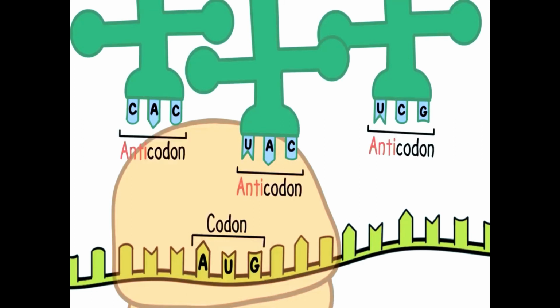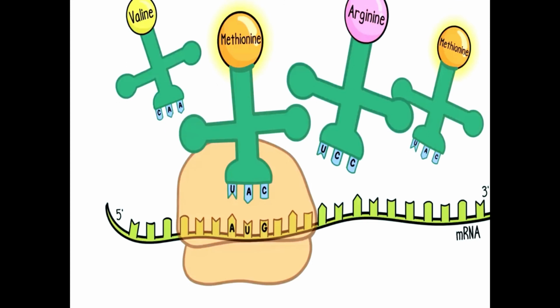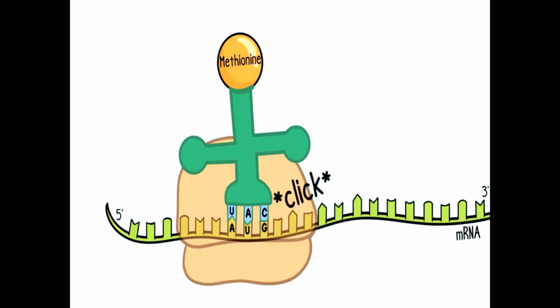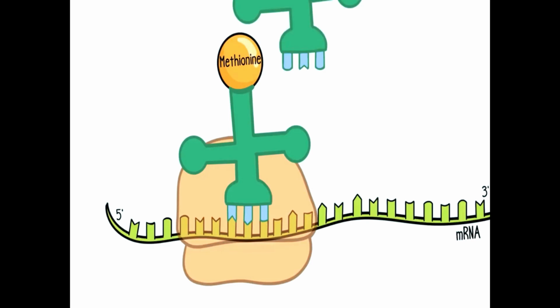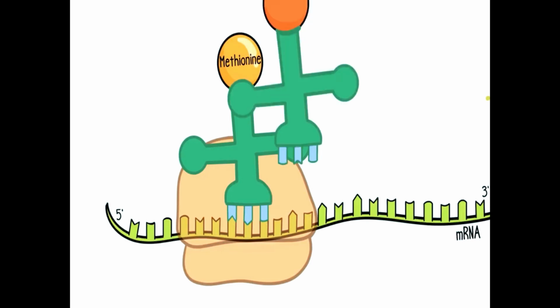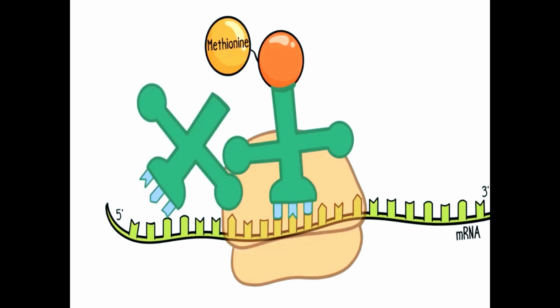One of these tRNAs contains a complementary anticodon, which in this case is UAC. All tRNAs that have the anticodon UAC will be carrying an amino acid called methionine. A tRNA with the UAC anticodon comes in to pair with the complementary AUG codon on the mRNA. It transfers the amino acid it carries, methionine. The tRNA will eventually leave, but it will leave behind its amino acid. That's the first amino acid before looking at the next codon.